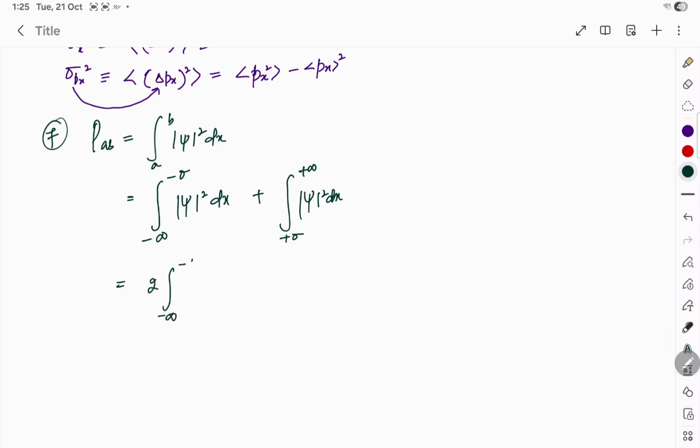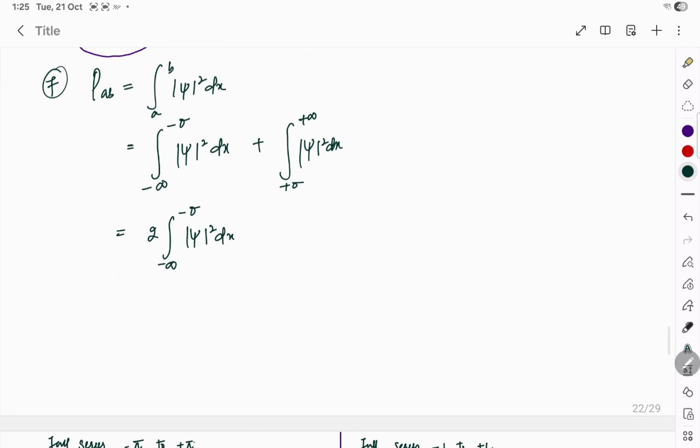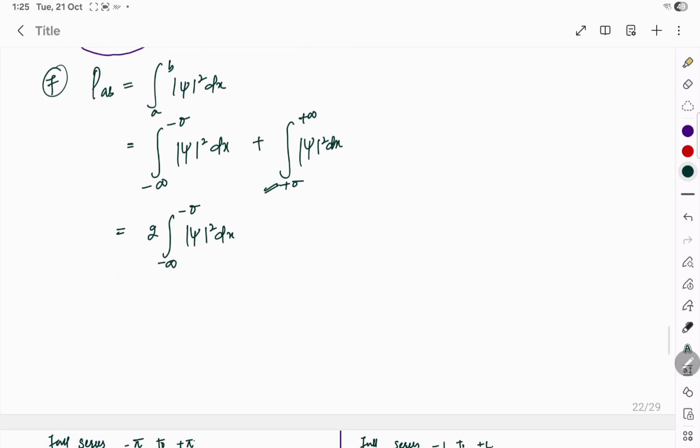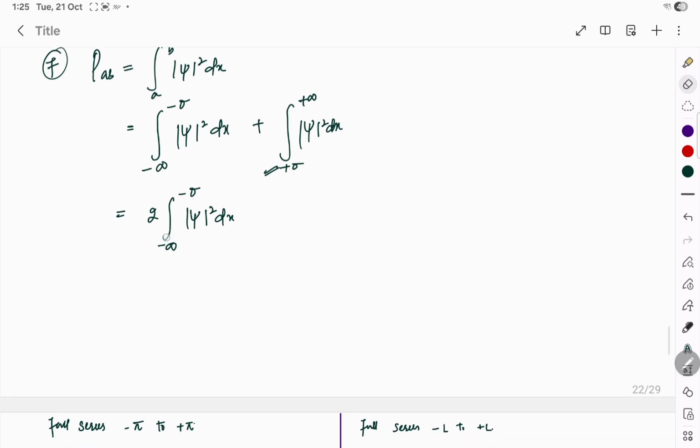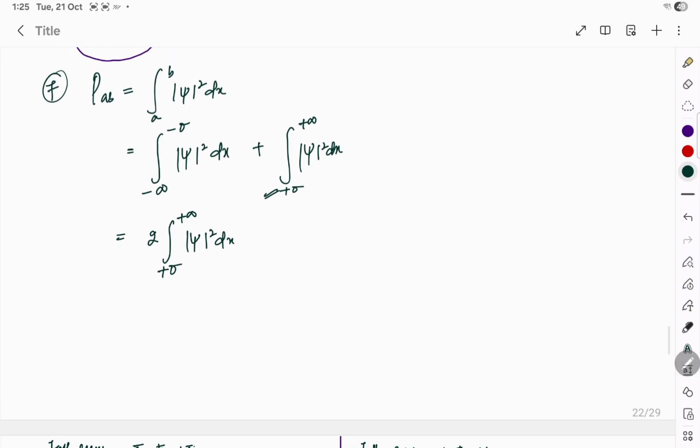the integral from minus infinity to minus sigma of psi square dx. Or we can write it this way, from plus sigma to plus infinity. It doesn't matter, but let's calculate this one. Maybe it seems easier to calculate from plus sigma to plus infinity. Now what we have is 2 times the integral from plus sigma to plus infinity, and psi square is already mod A square and e to the power minus 2 lambda mod of x dx.